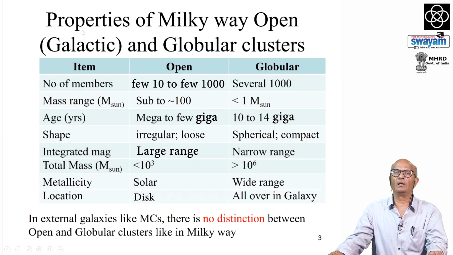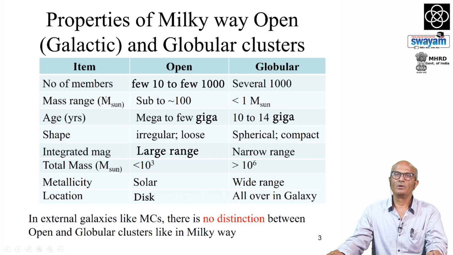I am just comparing the other properties of Milky Way galactic and globular clusters. So, I have made 3 columns. In one column, I am putting items like the number of member stars in a cluster. If we talk about open clusters, the number can be even a few tens up to a few hundreds. But if we talk about globular clusters, the number of members is several thousands.